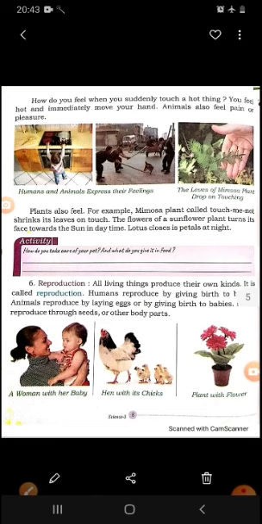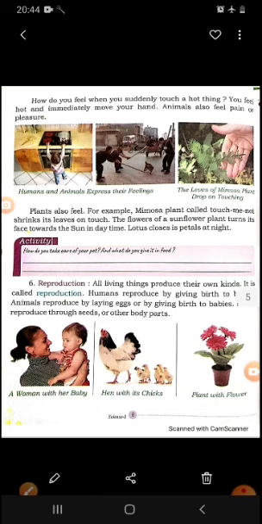Similarly, plants also feel. For example, mimosa plant is also called the touch me not plant. Why? Because its leaves shrink when touched. Similarly, sunflower also moves in the direction of the sun. And do you know that lotus plants also have the feeling? When night comes, the lotus petals close.